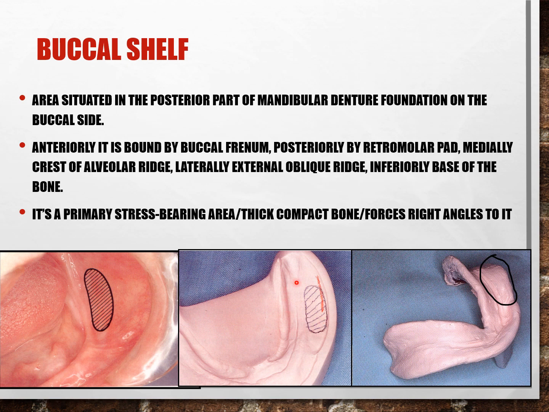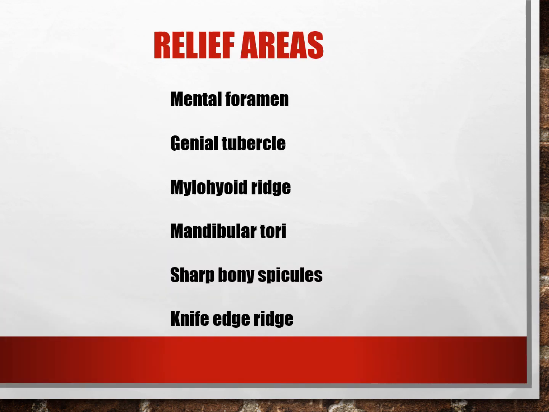And the same thing when it is marked on the cast and when you see it in an impression. As I already mentioned, it is a primary stress bearing area. Why primary stress bearing area? Because it contains thick compact bone that can absorb more stresses, and the occlusal or masticatory forces are perpendicular to this area. So the forces are better absorbed, and you can take complete support from this area for your mandibular denture.